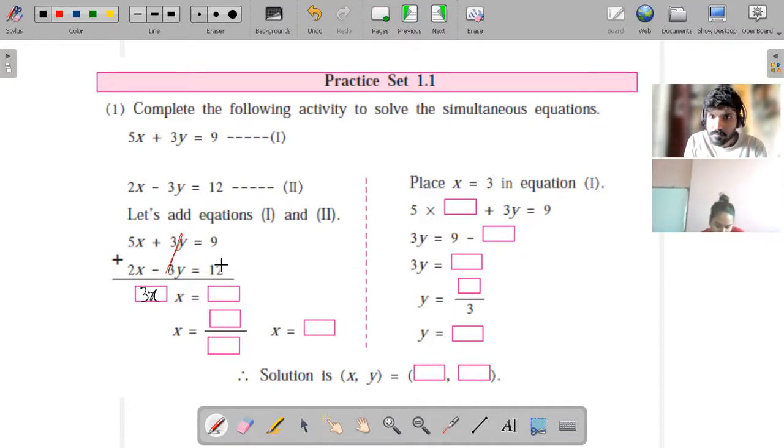Solution is x comma y equals 3 comma minus 2. You're on mute. Okay, let me check. Okay, I'll solve the sum here. You check it with your answer.